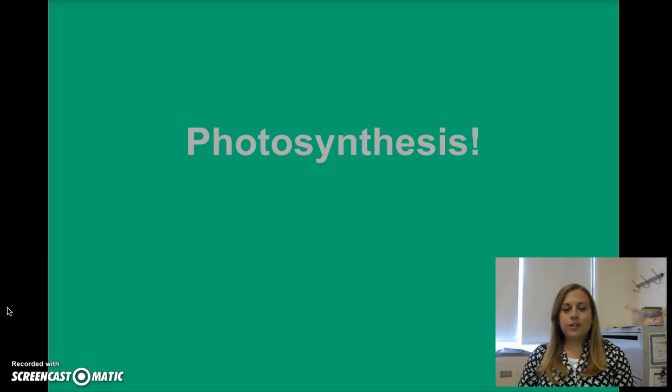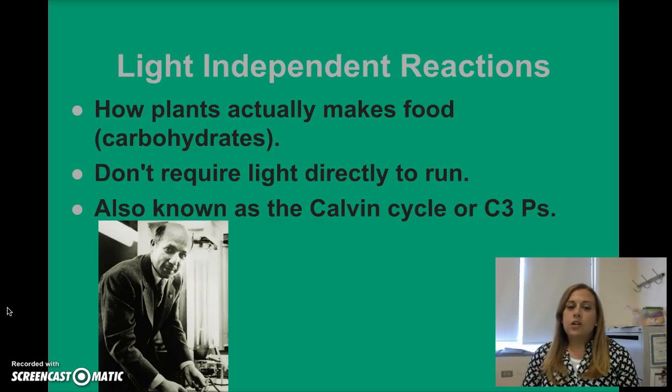Hey everybody, so we are going to continue on talking about photosynthesis, and we are going to take a look at the next set of reactions. So last time we talked about the light-dependent reactions. Now we're going to look at the light-independent reactions. And so this is how plants are actually making their food, or the carbohydrates.